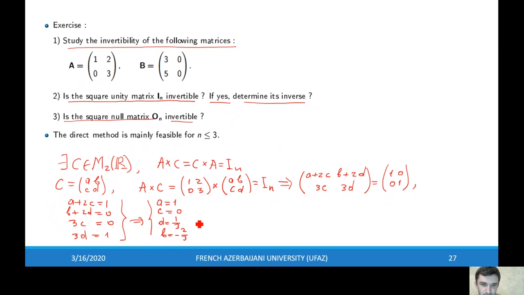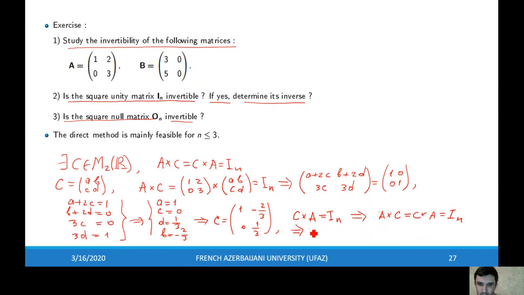Then our matrix C will be this one, [1, minus 2 over 3; 0, 1 over 3]. If we calculate the multiplication of C times A, it will be the identity matrix as well. Then from here, A times C and C times A is the identity matrix. Because of this, A will be invertible, and the inverse of A will be C. You know C is this one, [1, minus 2 over 3; 0, 1 over 3]. That's all. Let's look at the second question.